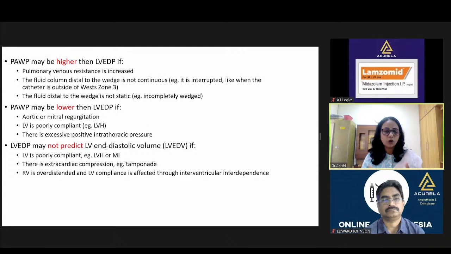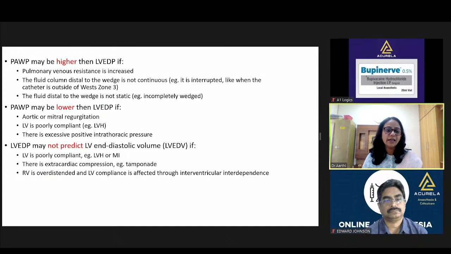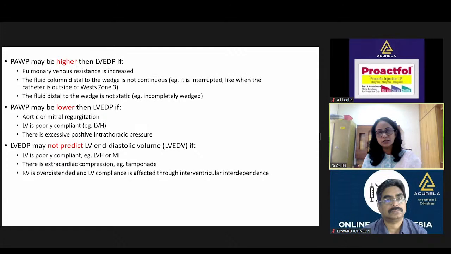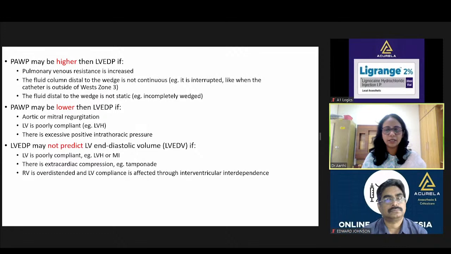So in certain scenarios, that might not be the true case where the LV is poorly compliant, for example, post myocardial infarction or a left ventricular hypertrophy, where the left ventricular end diastolic pressures are higher. And also, for example, in patients with cardiac tamponade. And also where an RV is overdistended and that compresses the LV, causing an increase in the left ventricular end diastolic pressure, which might not reflect the left ventricular end diastolic volume and hence our cardiac output.